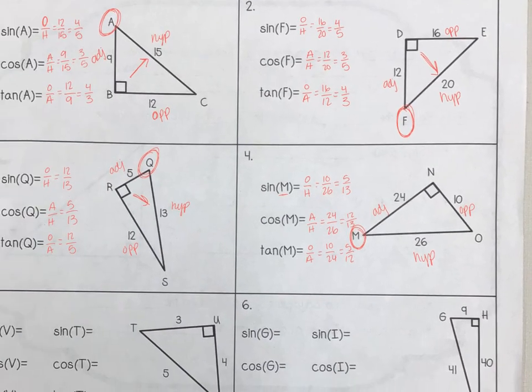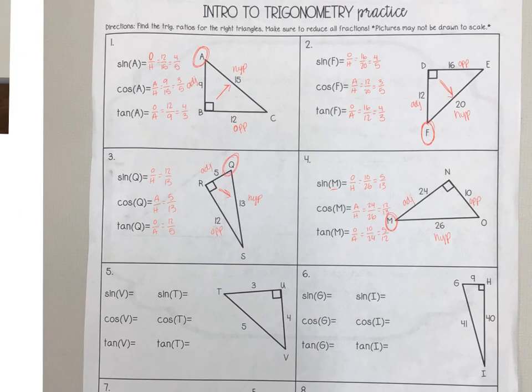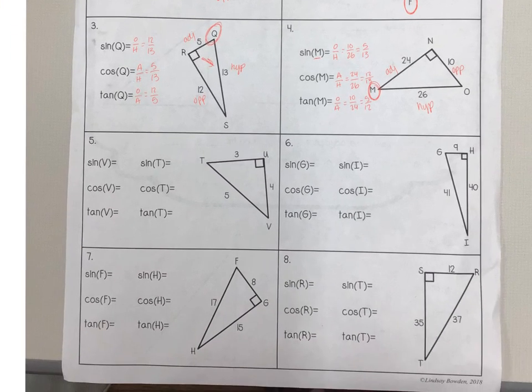All right, guys, now numbers 5, 6, 7, and 8 are your checkpoint. Complete these, upload a photo of them to your checkpoint, and you're done.